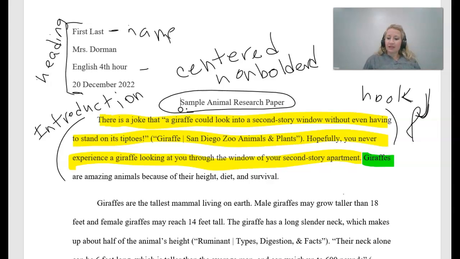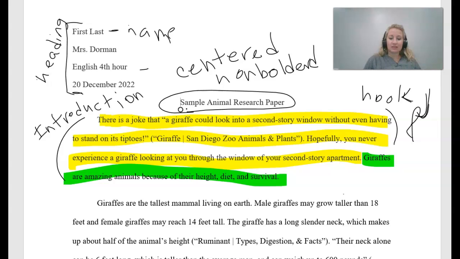I'm grabbing a different highlighter now, and I'm highlighting the last sentence. This one is called the thesis. The thesis is the main idea of the whole essay. So the objective is that this thesis is going to guide us about every other paragraph we're going to write from here on out, okay?